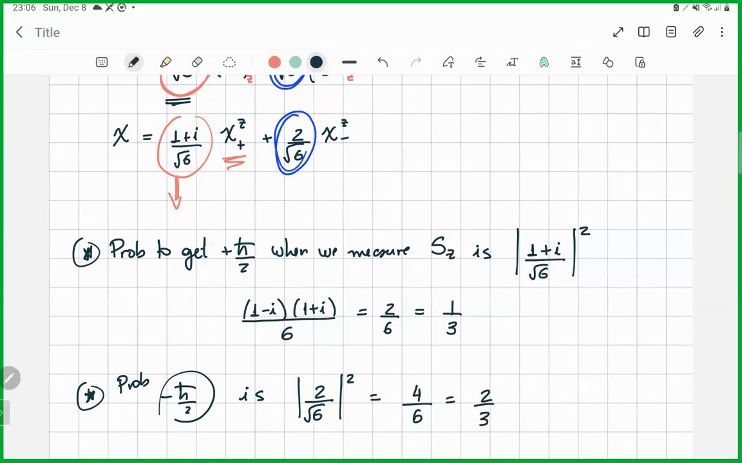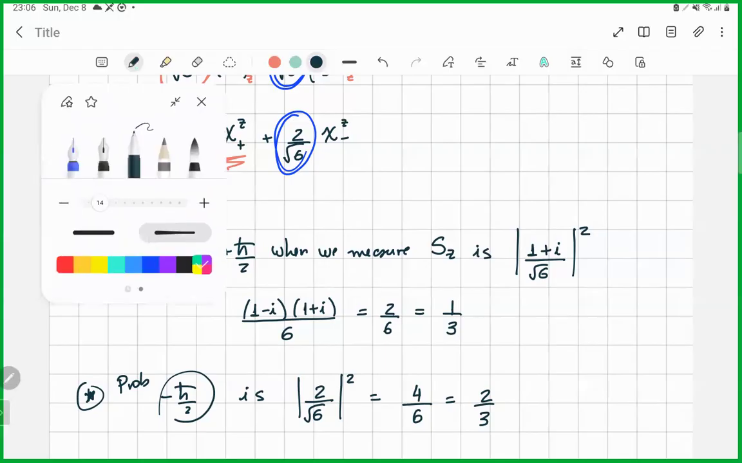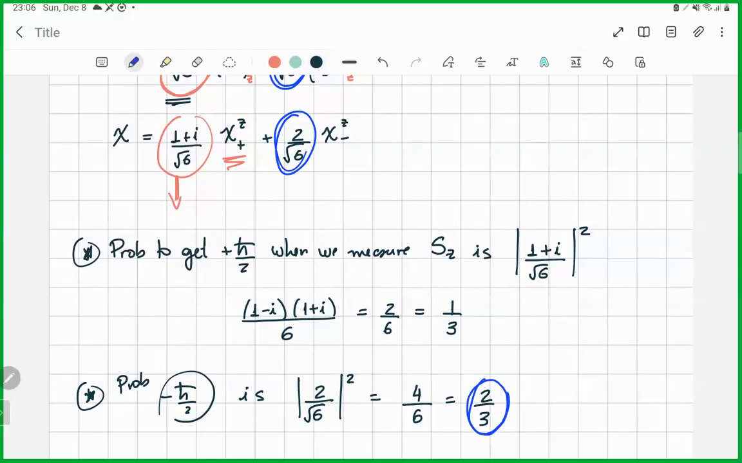Okay, so look at this. This is a good check to see that we didn't make any silly mistake. Probability to get it down is 2/3. Probability to get it up is 1/3. So, of course, the sum of the two should be, and it is, 1.